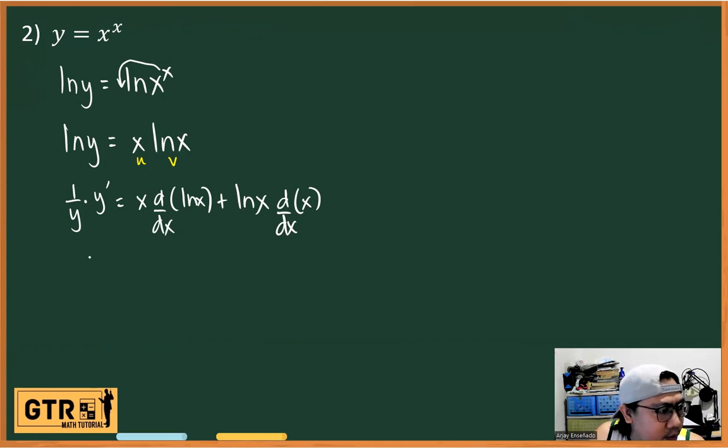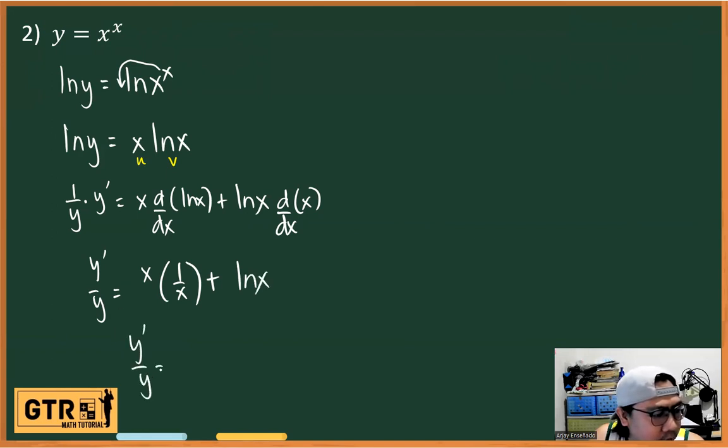So therefore, we have y prime over y equals, just copy x, then derivative of ln x, so that is 1 over x. Plus derivative of x with respect to x is 1. So just copy ln x. And then simplify this. We have y prime over y equals x times 1 over x, that is simply 1, plus ln x.